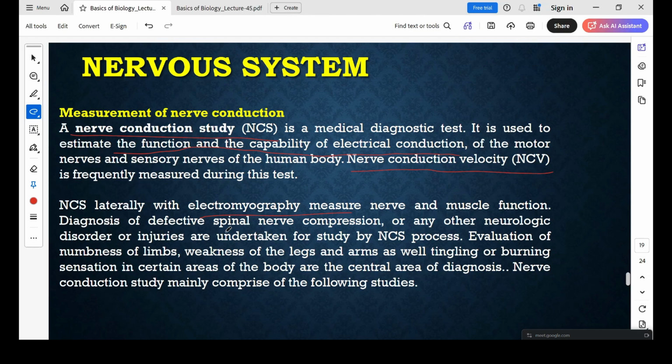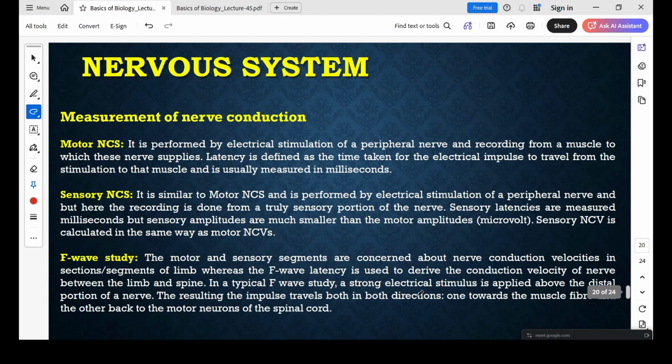Diagnosis of defective spinal nerve compression or any other neurologic disorders or injuries are undertaken through the NCS process. Evaluation of numbness of limbs, weakness of legs and arms, as well as tingling or burning sensation in certain areas of the body are the central areas of diagnosis. Nerve conduction study mainly comprises different kinds of studies: motor NCS, sensory NCS, F-wave study, and H reflex study.